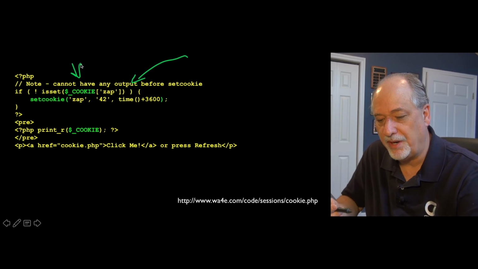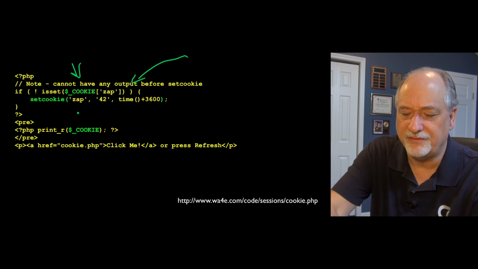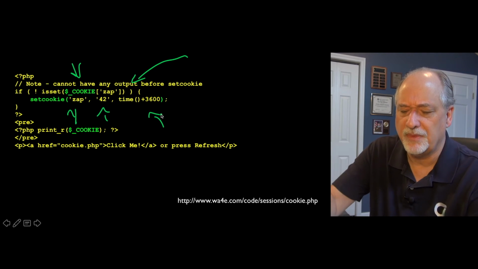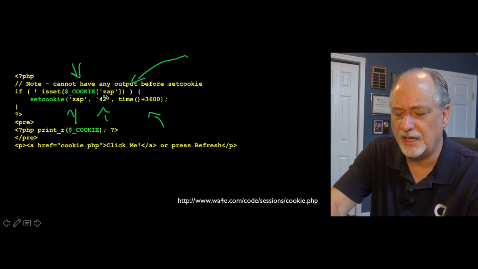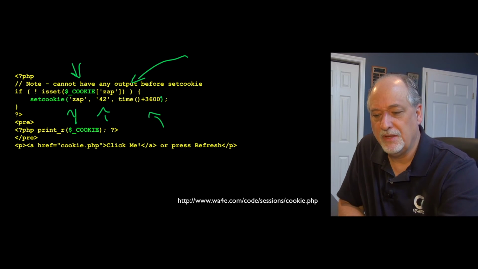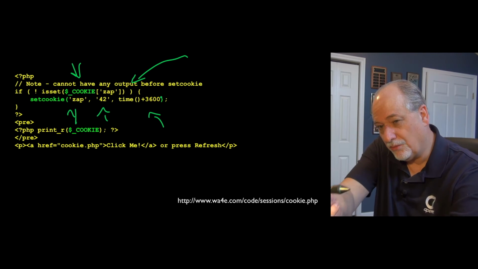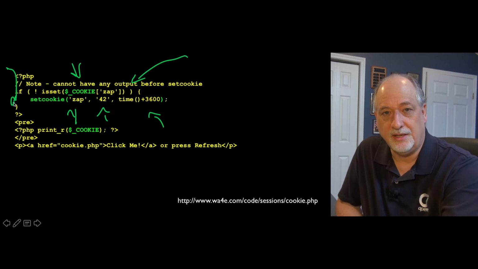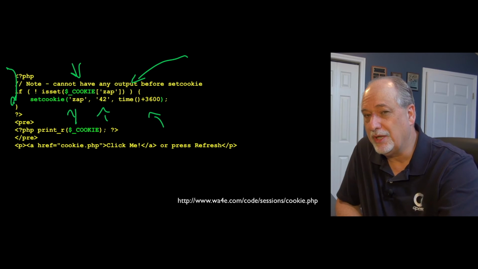Cookies are key value pairs. When you set the cookie, you have to set the key and the value and an expiration time. And so here I'm saying, is there a cookie named Zap sitting in the browser? If there is not, here we're processing a request, right? We've got a GET request or a POST request. Did that POST request include a cookie from the browser?